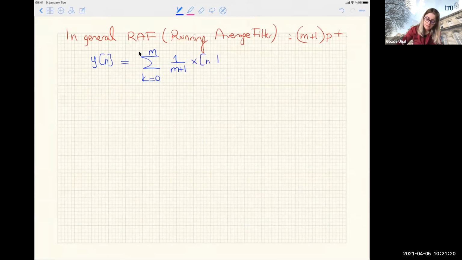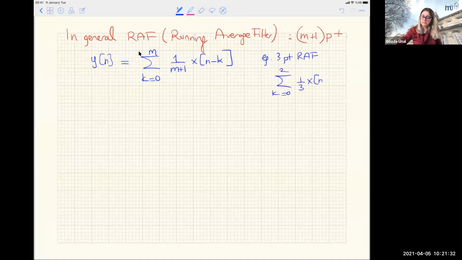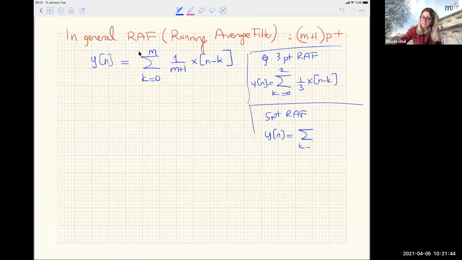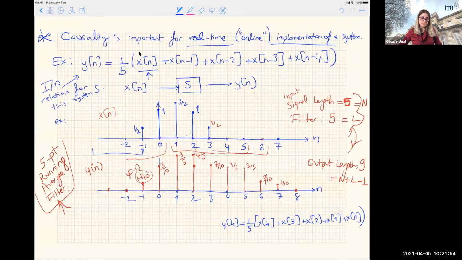And the form of our filter in general is this. For example, the 3-point running average filter: y of n is the sum from k=0 to 2 of 1 over 3 times x of n minus k. Okay, this was the form of the filter. The 5-point running average filter, y of n, was really the sum from k=0 to 4 of 1 over 5 times x of n minus k. This is what we just studied before.